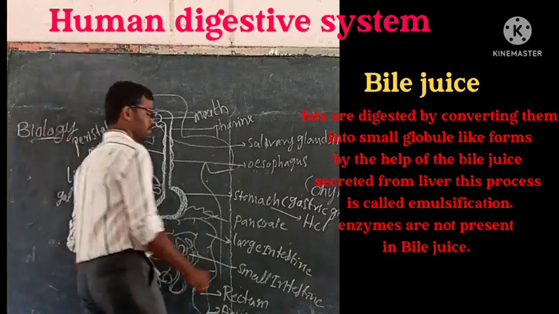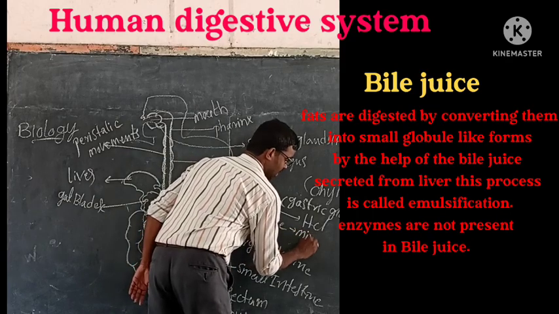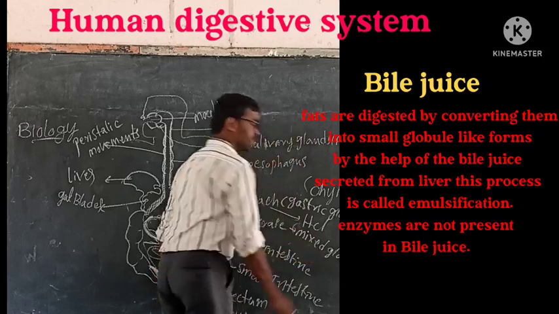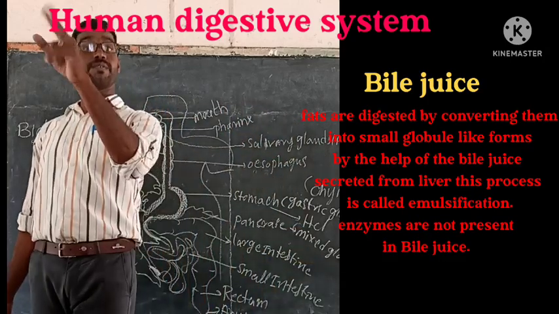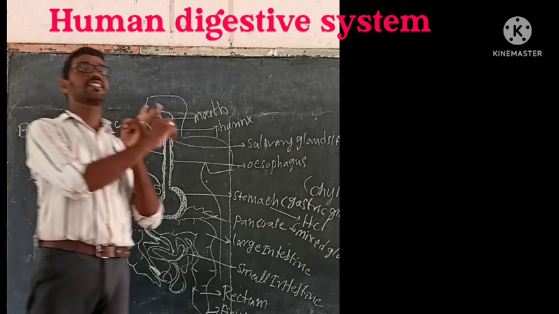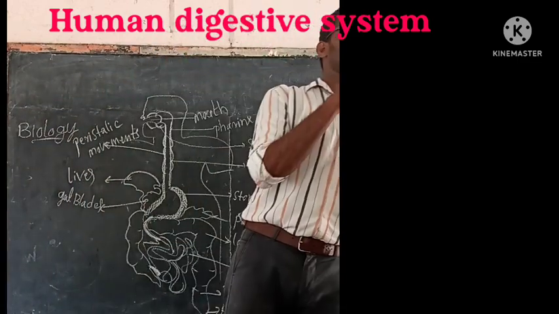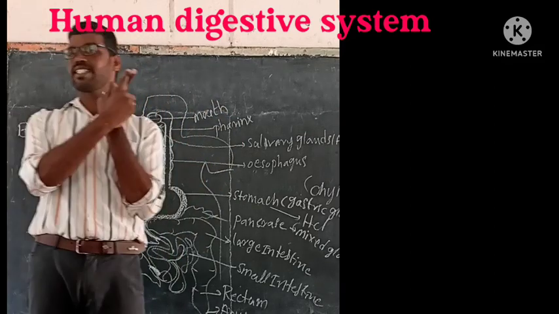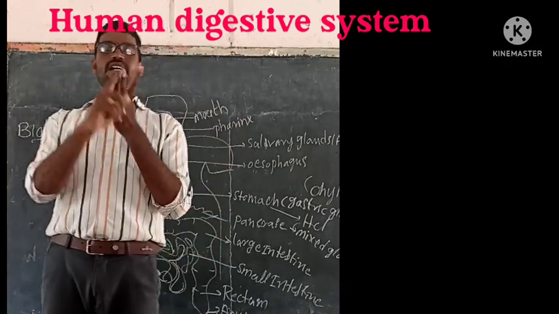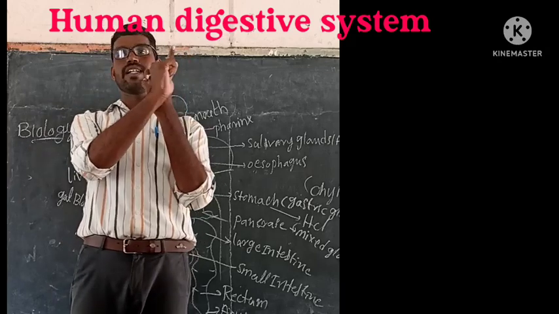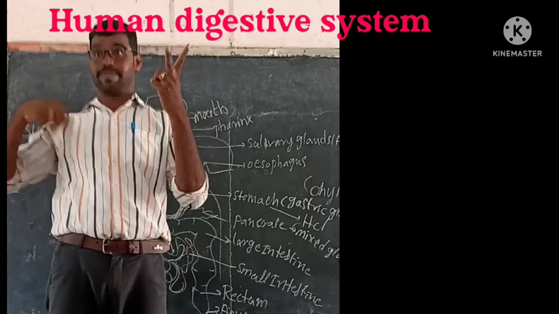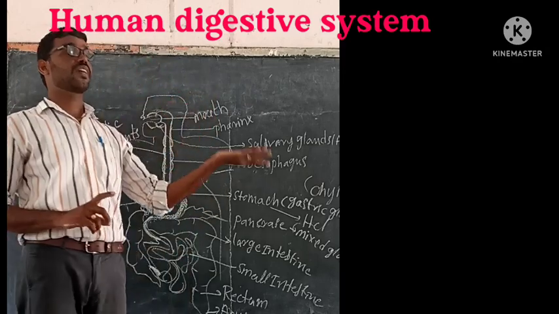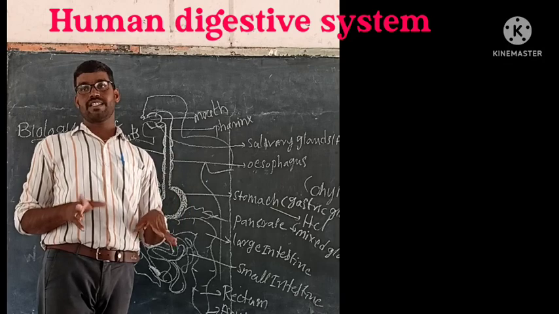Once again, repeat. Mixed gland. Mixed means it is producing two kinds of secretions: one is enzyme, one is hormone. Pancreas produces two types of juices, one is enzymes, one is hormones. Hormones are insulin and glucagon, which are useful for controlling sugar. Next one is enzymes, which are useful for protein digestion.